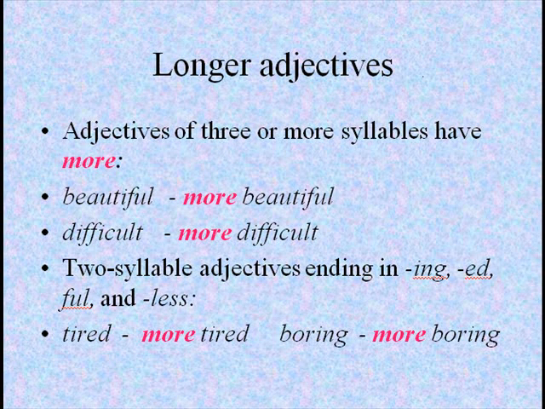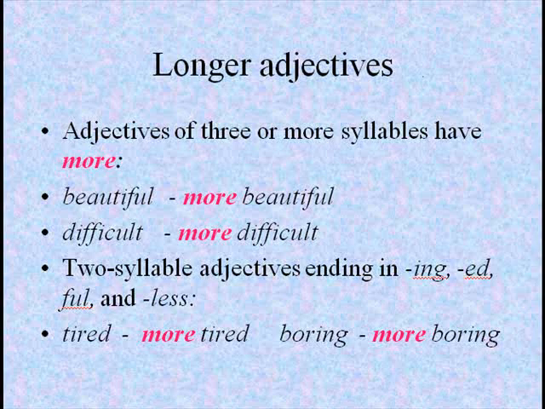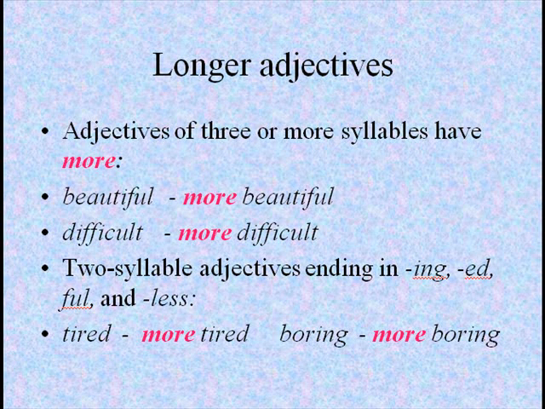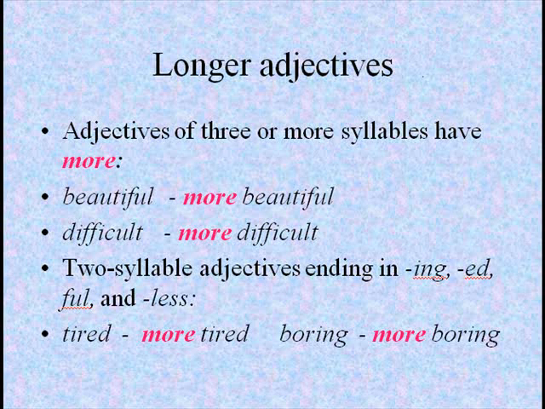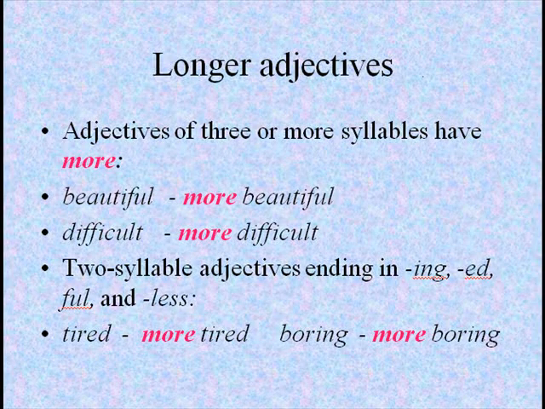We also have longer adjectives where the rule is going to change. Pay attention. Adjectives of three or more syllables have more. Example, beautiful, the comparative more beautiful. Difficult, the comparative more difficult. Two-syllable adjectives ending in ing, ed, full, and less are going to have the following comparative forms: tired, more tired, boring, more boring.